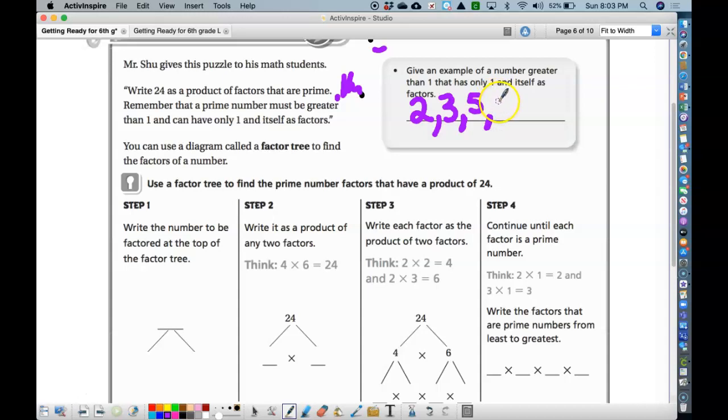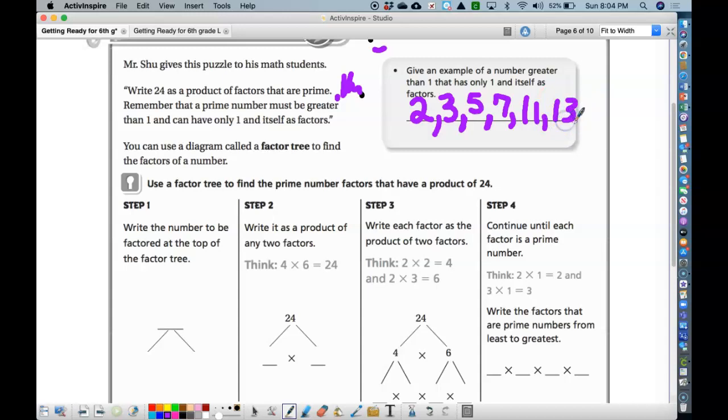So there's 2 different sets of factors. And then 7 does work. 8 doesn't. 9 does not, even though it's odd, because we have 1 times 9 and then we have 3 times 3. So that's 2 sets of factors, and we're only looking for 1. 10 is even, so we know that doesn't work, because 2 times 5 is 10. 11 is a prime number. 12 is not, and 13 is a prime number.